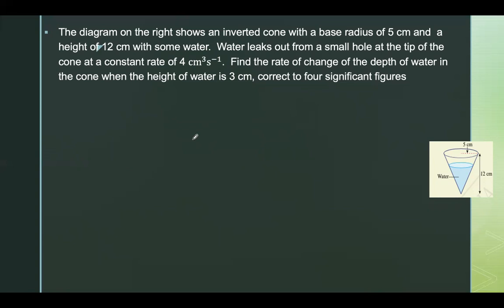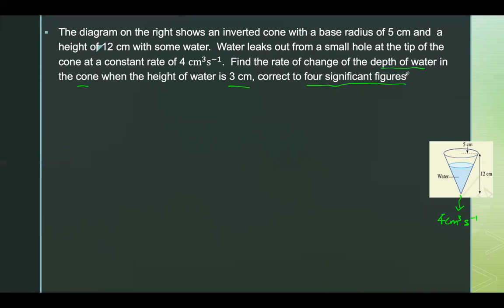Okay, the diagram on the right shows an inverted cone with a base radius of 5 centimeter and the height is 12 centimeter with some water. So water leaks out from a small hole, the tip, with 4 centimeter cube per second. Find the rate of change of depth of the water in the cone when the height is 3 centimeter. Correct to 4 significant figures.